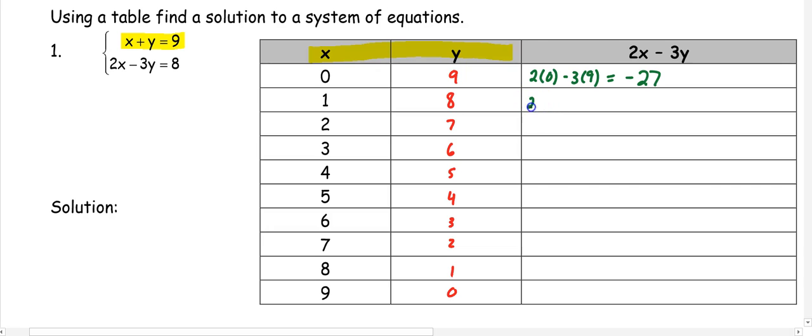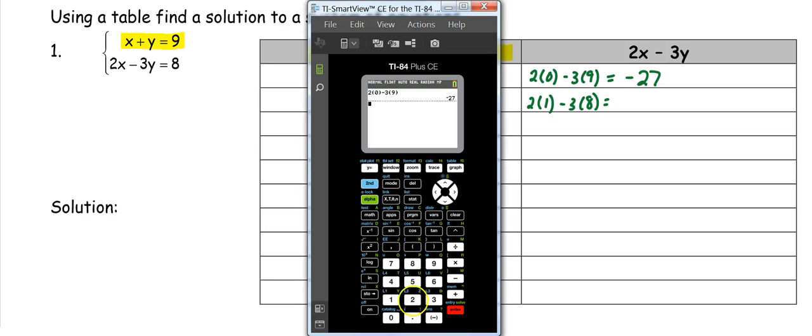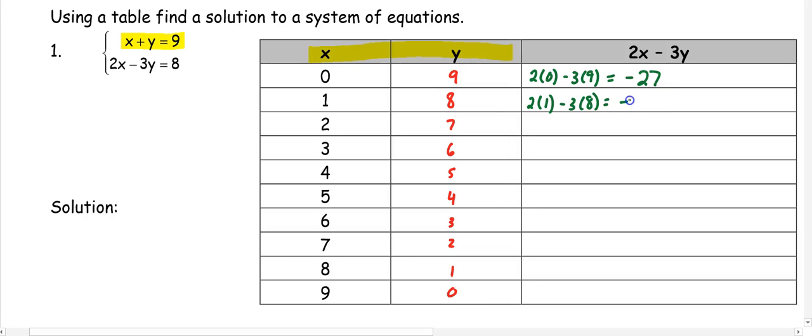The next one we would have is 2 times 1 minus 3 times 8. I can put that in my calculator: 2 times 1 minus 3 times 8, and I get negative 22. So I'm getting closer, but I'm not close enough yet.